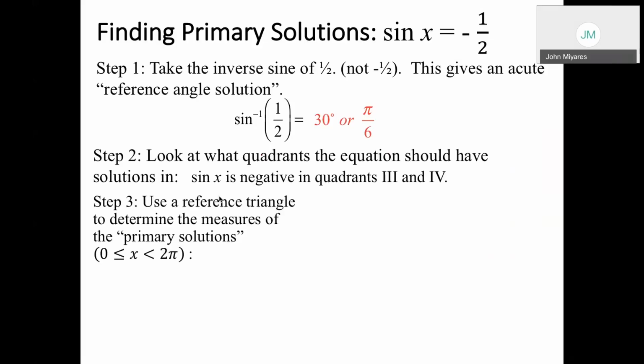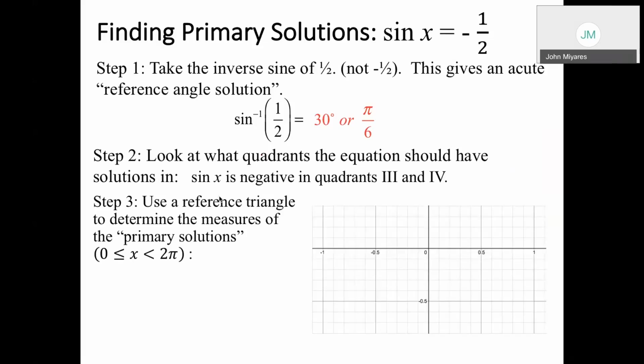Now let's construct two reference triangles, one in quadrant 3 and one in quadrant 4, that will get us the primary solutions for this equation. So we'll start with a set of axes and draw two terminal sides here, one in quadrant 3, one in quadrant 4. Then we'll drop a perpendicular segment back to the nearest x-axis. The reference angle is 30 degrees.